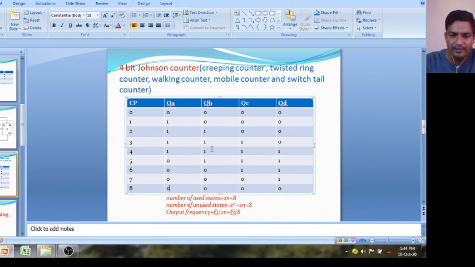Why is it called twisted ring? Because it is twisting. You can see from here 1, 4 1s, 3 1s this side, 3 1s this side, then 2 1s this side, then 2 1s this side, then 1 this one, then 0 0. So other names of Johnson counters are twisted ring counter, creeping counter, walking counter, mobile counter, and switch tail counter. You have to remember all these other names of the Johnson counter.